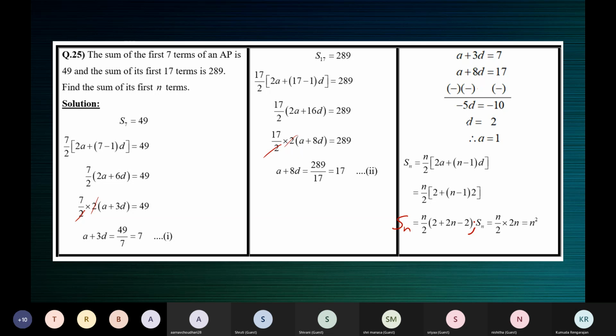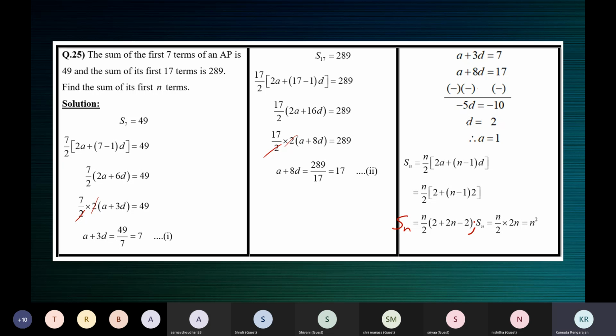From S7 is equal to 49, we get one equation. When we say S7, that means n is 7. So we get an equation in A and D. S17 is 289. We get another equation in A and D. So now we have two linear equations in A and D. Solve to find the values of A and D.